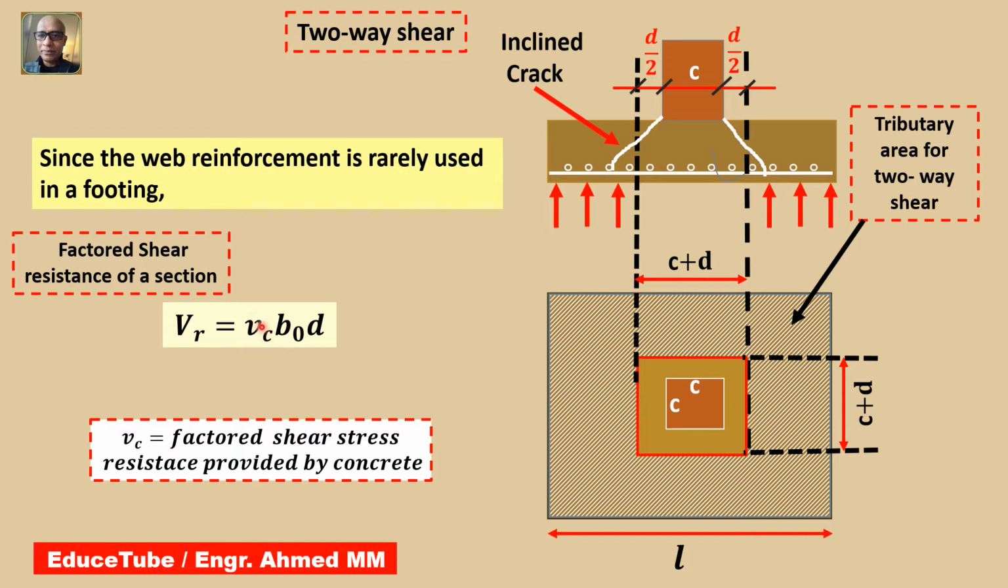This VC will be calculated by three equations. Out of those three results, we will check which one gives the minimum value. That VC we will use here. And this VC, I am telling again, is the factored shear stress resistance provided by concrete.